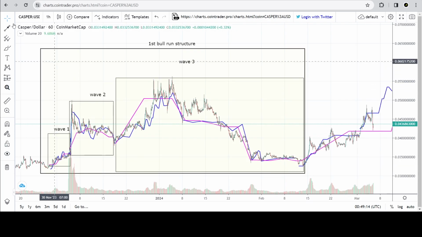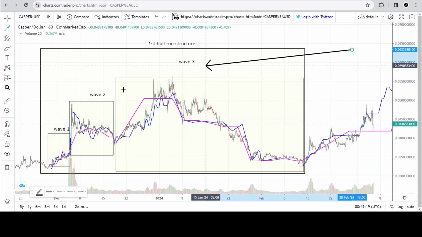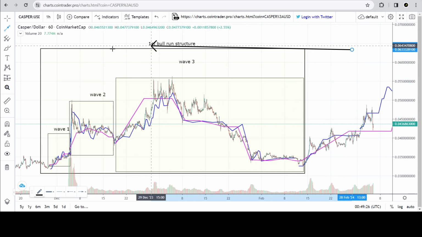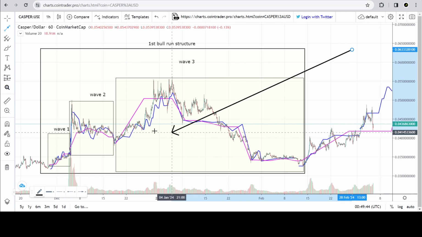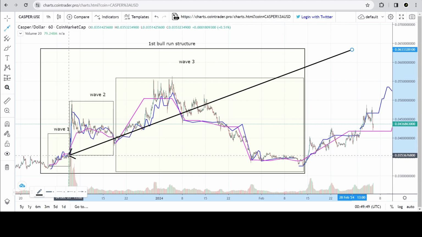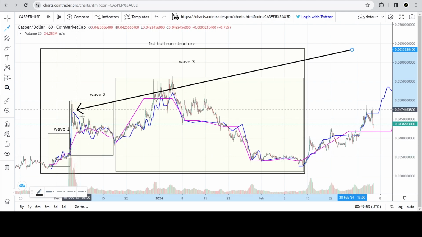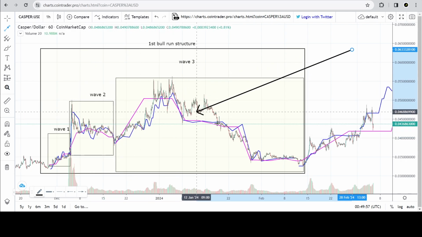Bam, there we go. So for those of you who follow this channel, you are likely familiar with what is going on here. For those of you who are new, this is the first bull run structure of the greater Casper bull run. Yes, Casper is in its bull run. Let me just explain what this is real quick. In this structure, there are three waves. There is wave 1, which basically moves up. There is wave 2, which moves up, then kind of pulls back. And then there is wave 3, which moves up to a peak and then pulls back.